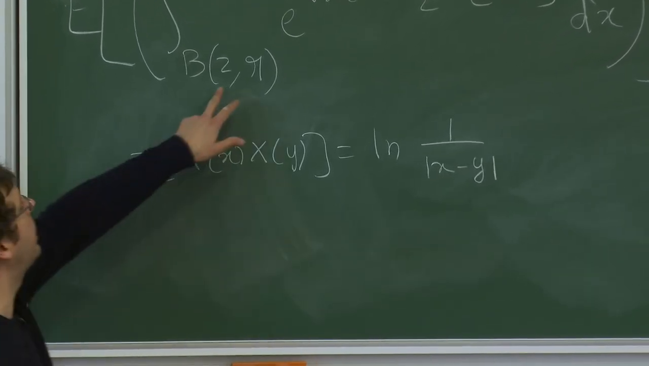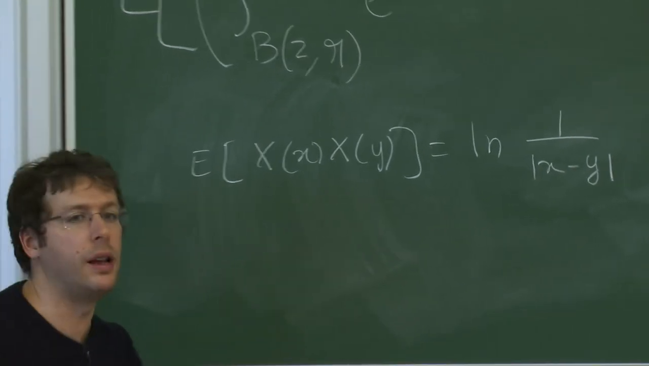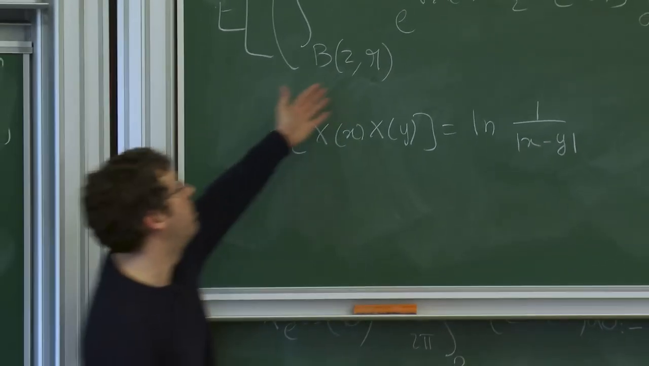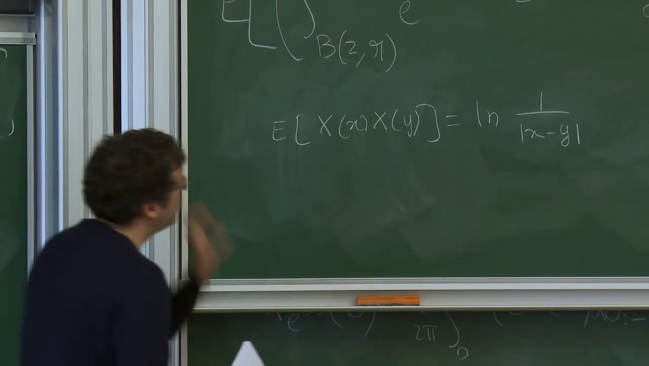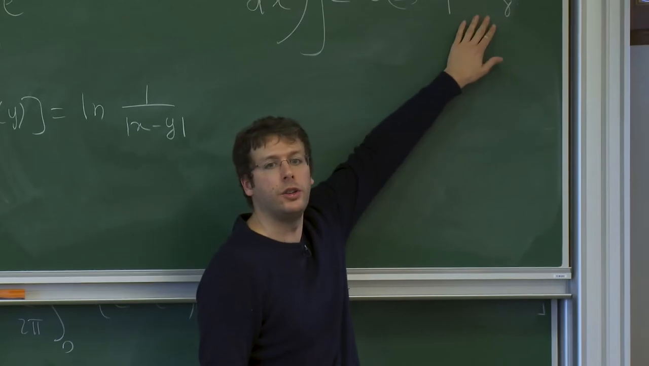Of course this will not depend on R. If you show it for one open set, it's true on all of them. You just cover them. So I want to explain how you can see in a three-line computation where this comes from.